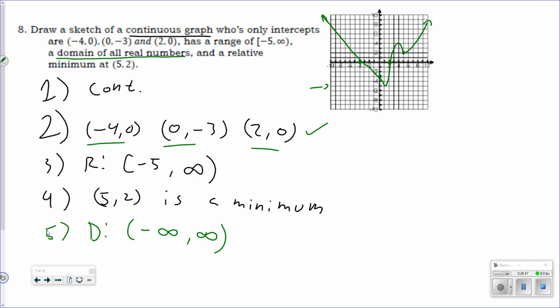I think the key does not have at 5, 2 a relative minimum. It didn't decrease and go back up. So the key is wrong for this problem. This is the right one. This has a domain of all reals, I'm good there. A 5, 2 minimum, I have that.